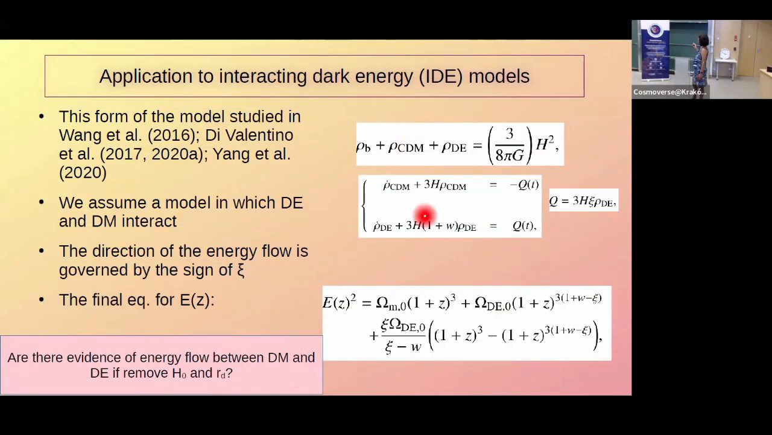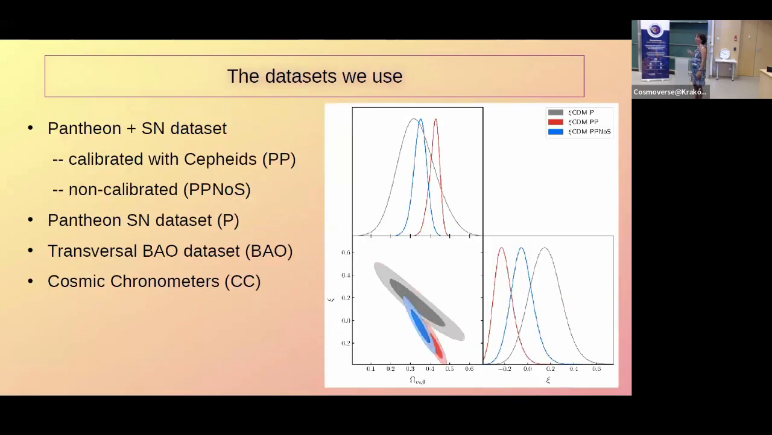Now, the important thing is that here we distinguish two models, Xi-CDM, which corresponds to lambda CDM, and W-Xi-CDM, which is with W. Okay, so for the data sets we use, this is the calibrated with the Cepheid Pantheon plus, the non-calibrated with the Cepheid Pantheon plus, and just Pantheon for comparison. And we use the transversal BAO data sets, so the 2D, and the cosmic chronometers.